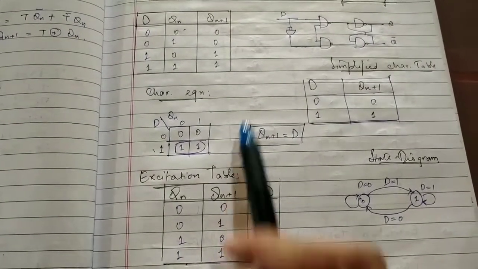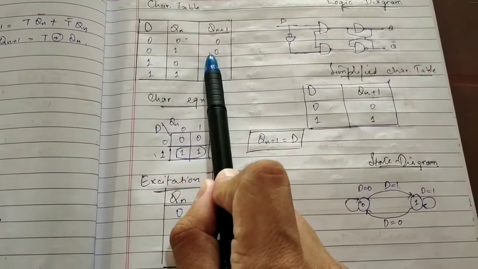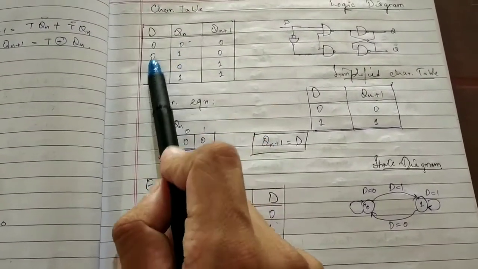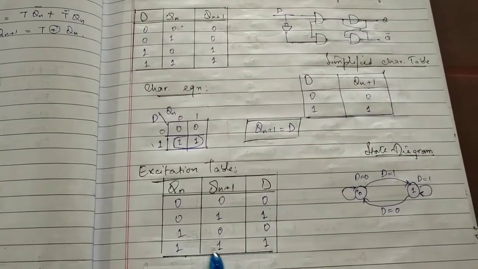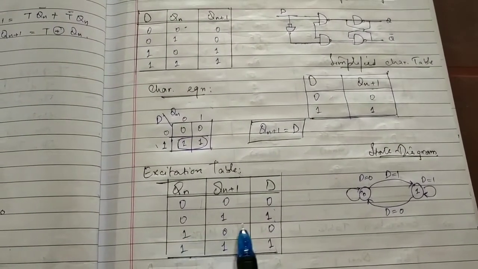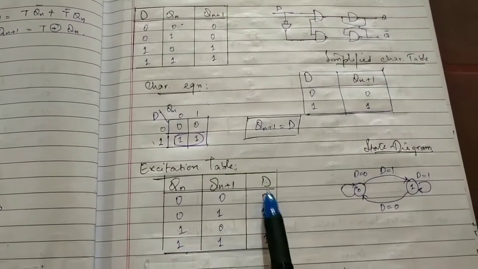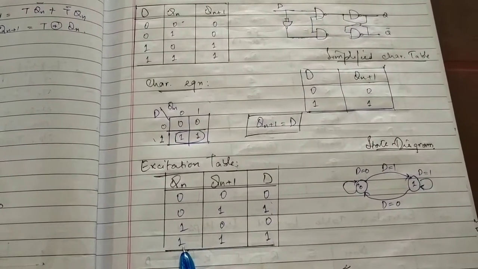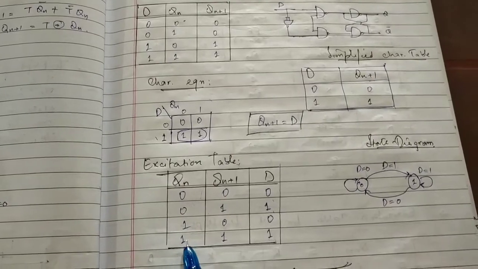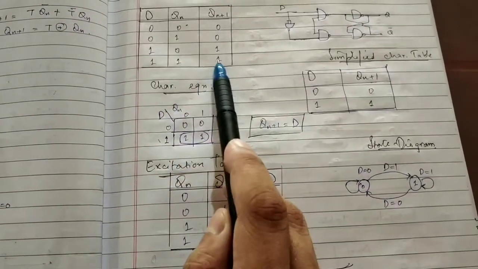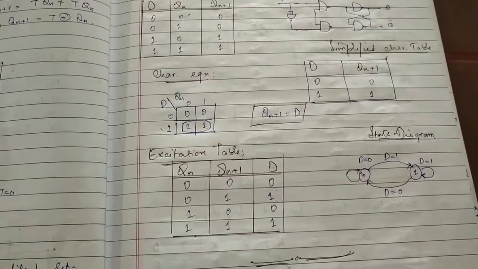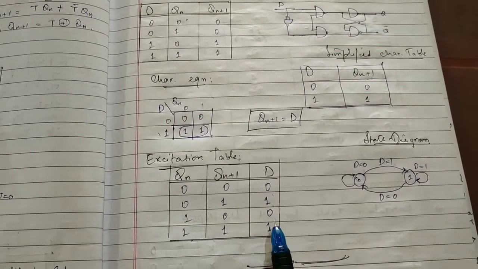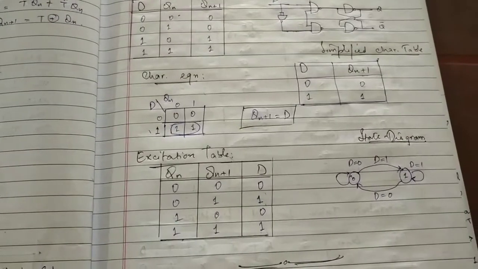For 1,0 we check, and 1,0 is here. This corresponds to a D input value of 0. So when Qn and Qn+1 are 1,0, we have 0 for D. And lastly, for 1,1 we have 1 as the D input. This completes the excitation table.